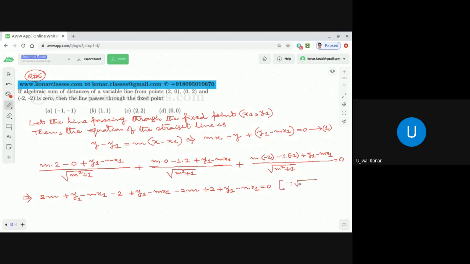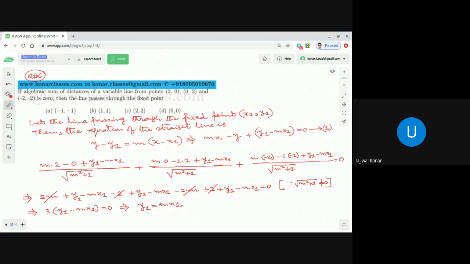Since square root of m square plus 1 cannot be equal to 0, from here we see that 2m and minus 2m got cancelled, minus 2 and plus 2 got cancelled. So what are we left with? We are left with 3 into y1 minus m into x1 is equal to 0. So from here, y1 is equal to m into x1. And dear students, y1 is equal to m into x1.